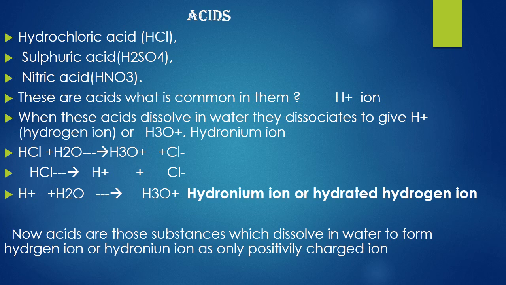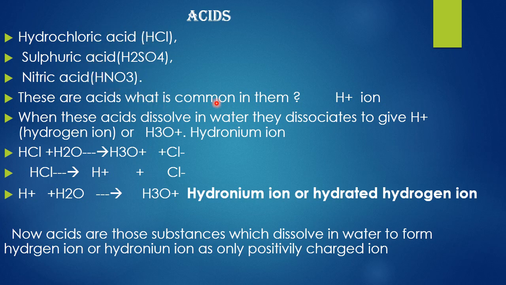Now here are some examples of acids. Hydrochloric acid is made up of hydrogen ion and chloride ion. Sulfuric acid is made up of hydrogen ion and sulfate ion. Nitric acid is made up of hydrogen ion and nitrate ion. Now these all are said to be acids.